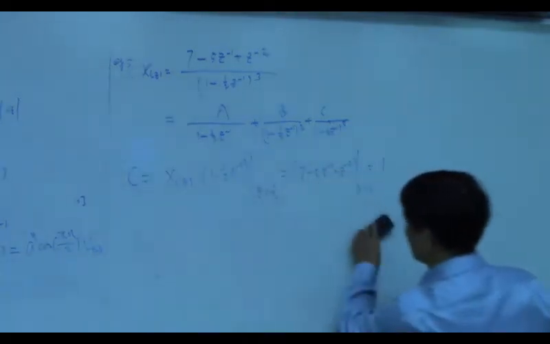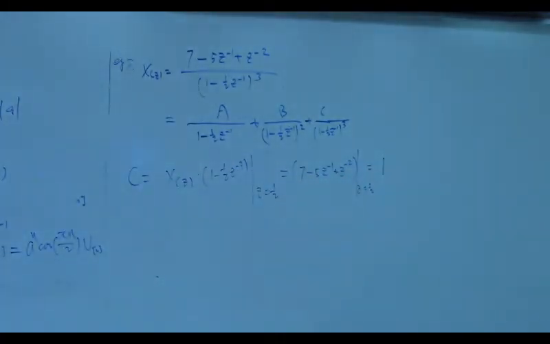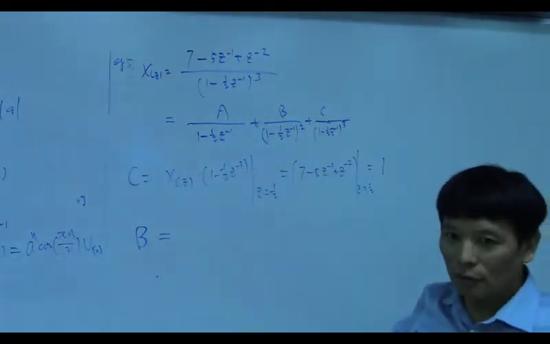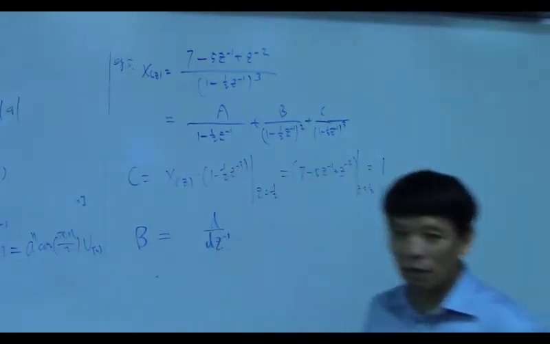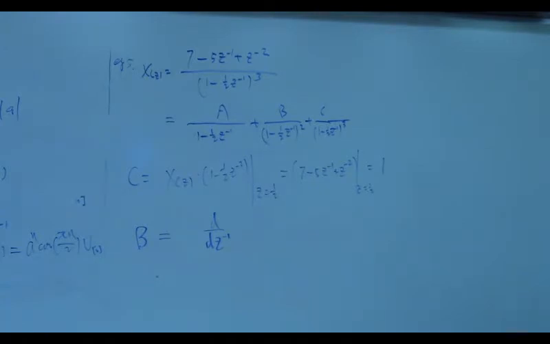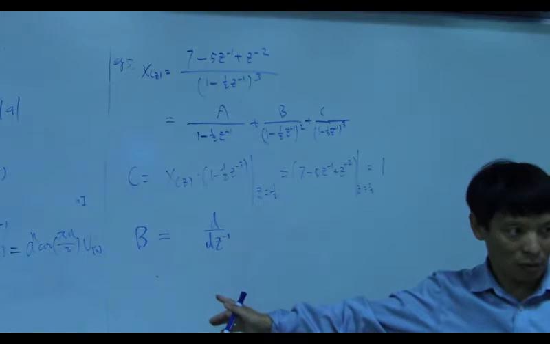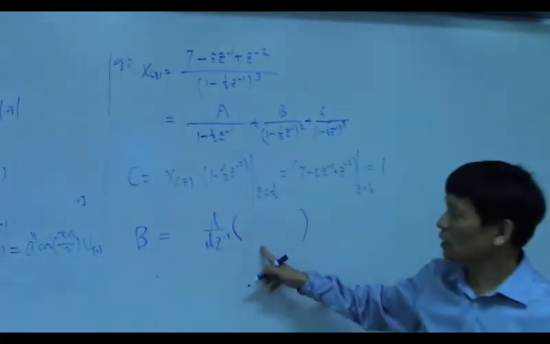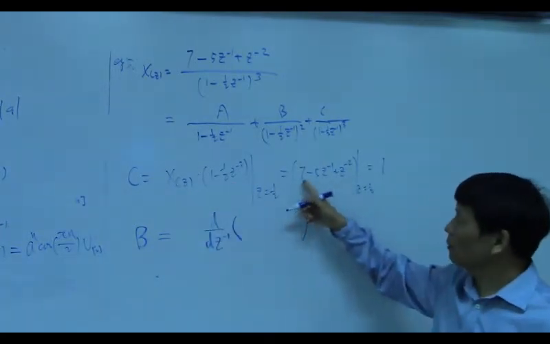Now the next part is different, right? So what's the next one? B, right? We calculate B. How to do B? B is differentiation with respect to z to the negative 1. In the inverse Laplace transform, this one is d/ds. But this part here is x z times this.